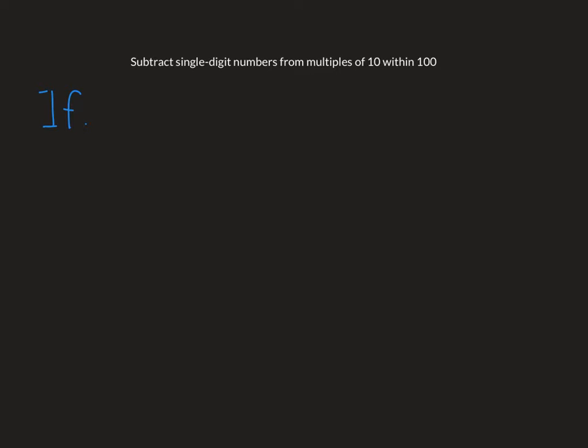1F asks us to do 50 minus 6. Now, the goal of today's lesson was to subtract single-digit numbers from multiples of 10 within 100. But to do that, we needed to be able to number bond and pull out 10, which is why we've been practicing counting by tens a lot recently, because it's going to be a big skill for the rest of this unit. So I'm going to go ahead and switch colors right now, and let's take a look.